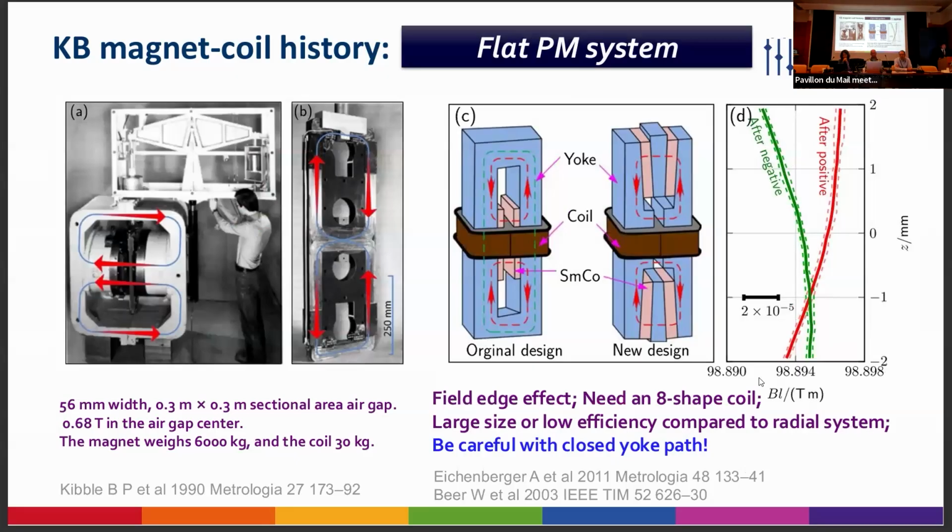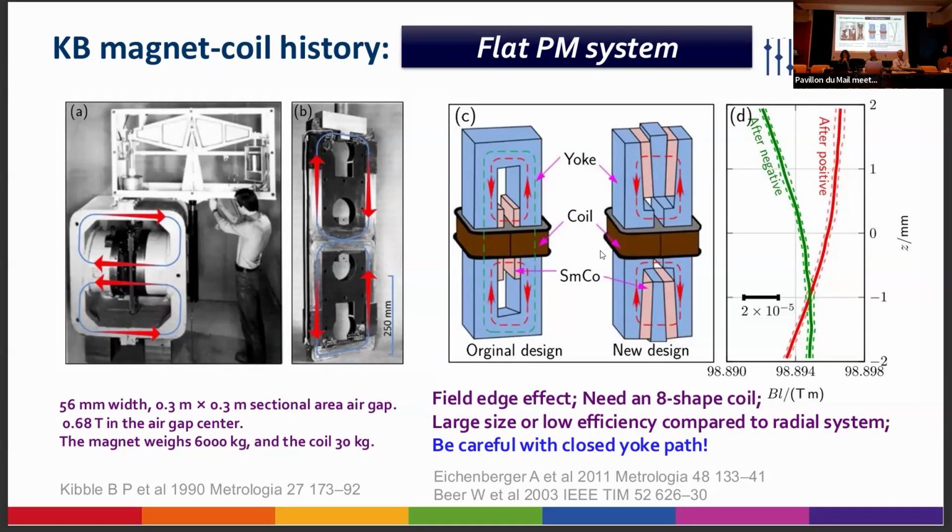Then it goes to a PM system, right? In the early stages, for example the NPL Mark I system, they used this, which I call a flat PM system, because it generates a uniform field in the air gap, right? Then if you want to do the weighing and the velocity mode, you probably need a figure-8-shaped coil, right? So I think the METAS I system also kind of adopts this concept.